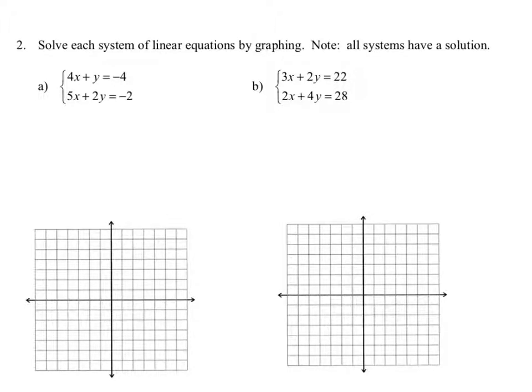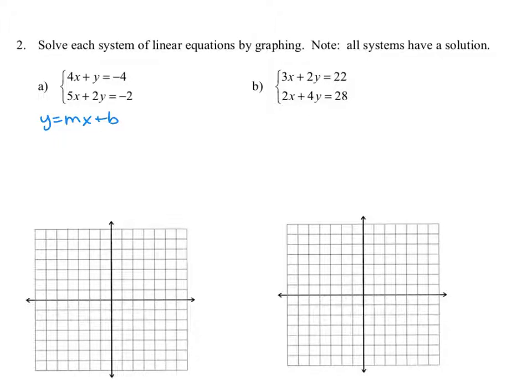For these examples, we will be doing graphing to find the solution. We want to solve each system of linear equations by graphing, and note that all systems in these examples do have a solution. We can graph in several ways. You can graph using the intercept method, or you can write each equation in the form of y equals mx plus b, where m is equal to the slope and b is equal to the y-intercept.